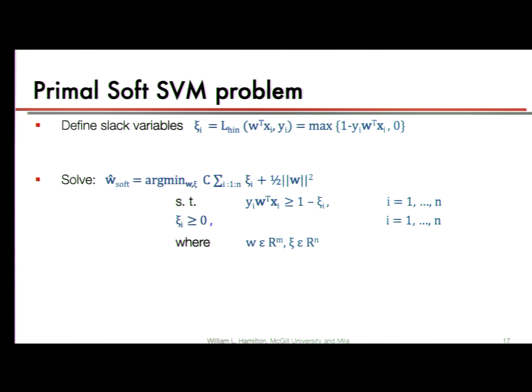And now we have a new optimization problem where we want to find the minimum of this objective, where we're saying we want to minimize the sum of these slack terms. We want to have the lowest loss on this hinge loss term as possible. We also want to maximize the size of our margin.